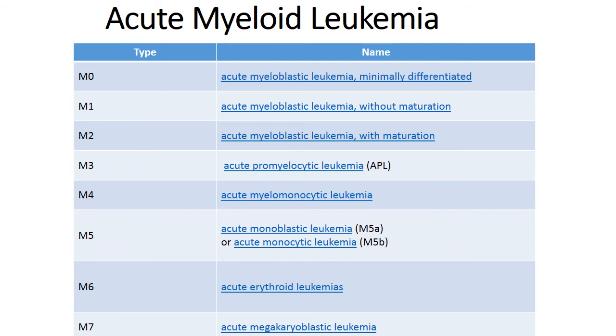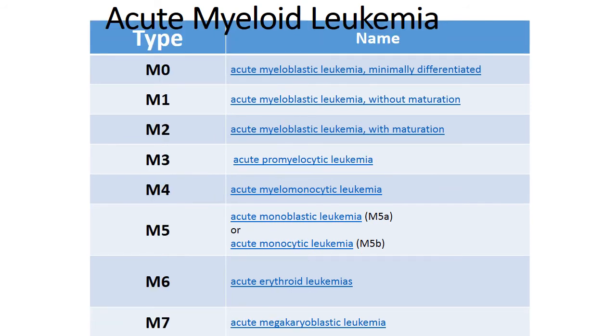It is classified into these 8 subtypes: M0, M1, M2, M3, M4, M5, M6, and M7, according to the type of myeloid malignant cells. M0 includes acute myeloblastic leukemia minimally differentiated, which includes blasts that cannot be differentiated by morphology. It is only differentiated by immunophenotyping.